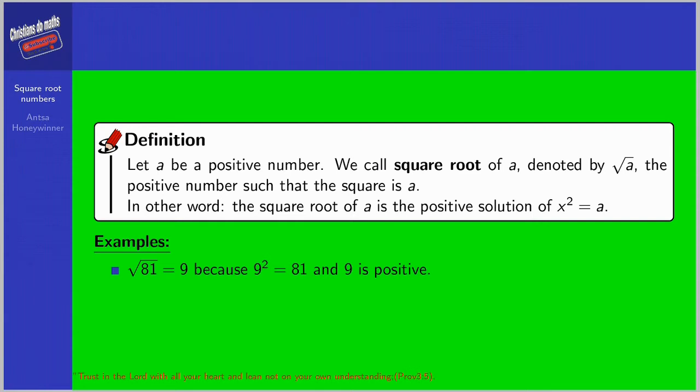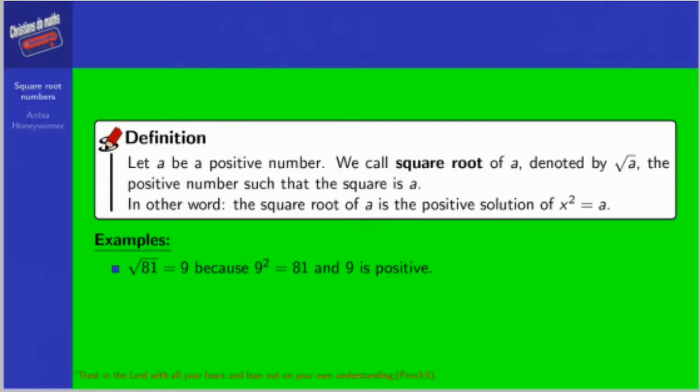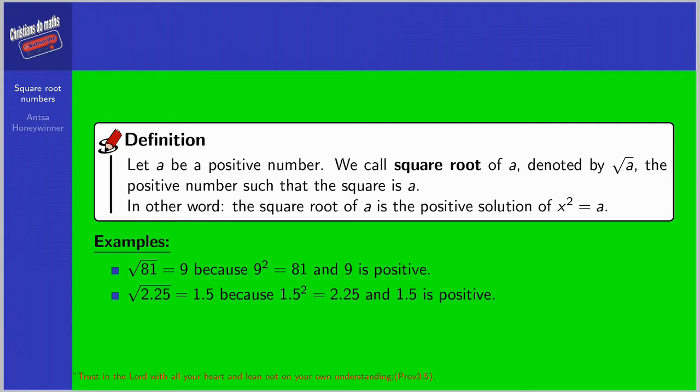So for example, we have the square root of 81 is 9 because 9 squared equals 81 and 9 is positive. And then the square root of 2.25 is 1.5 because 1.5 squared equals 2.25 and 1.5 is positive.